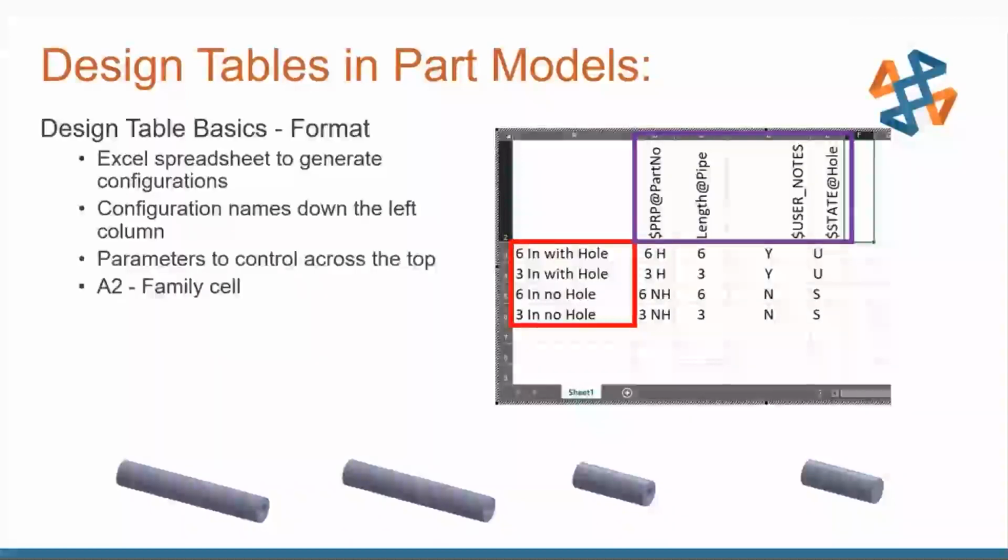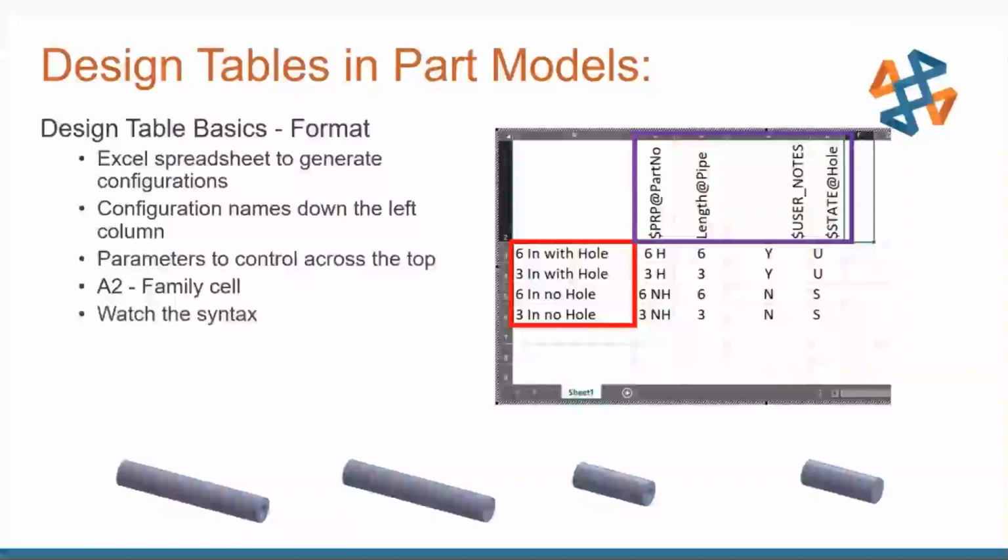Now, to put it all together is cell A2. Notice it's blank, and that's a very important cell. It's called the family cell. Technically, the family cell can be anywhere in the design table, but I'll use A2 as the default example here. All the cells below A2, those are configuration names. All the cells to the right of A2 are all the parameters that we need to control. So that's simply how the software interprets the Excel-based information.